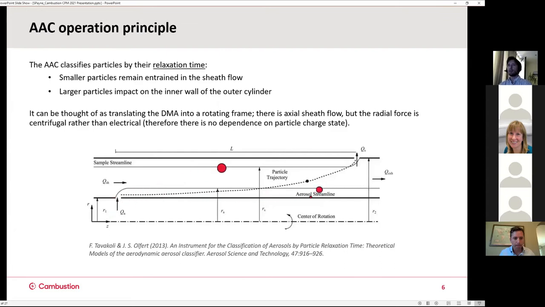So the AAC classifies particles by their relaxation time, by a set ratio of sheath flow and rotational speed. The particles smaller than the desired size will remain entrained in the sheath flow, while larger particles will impact on the inner wall of the outer cylinder. So the AAC can be thought of as translating the DMA into a rotating frame. There's axial sheath flow and the drag force that the particle has to overcome, but the radial force is centrifugal rather than electrical. And that means there's a considerable advantage of there being no dependence on the particle charge state.